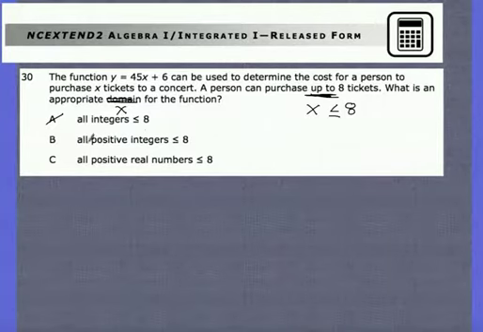All positive integers would be our answer, but let's discuss why it's not C. So C says all positive real numbers. A real number is any number that can include decimals, but we can't include a decimal or a fraction when we're talking about tickets. You purchase whole tickets. So that's why we have to go with all positive integers, because integers are whole numbers that show up on a number line.